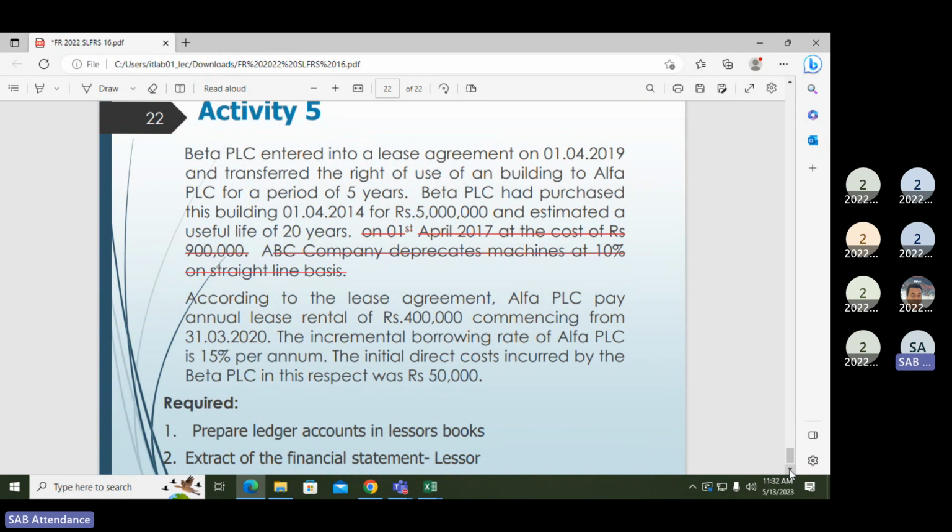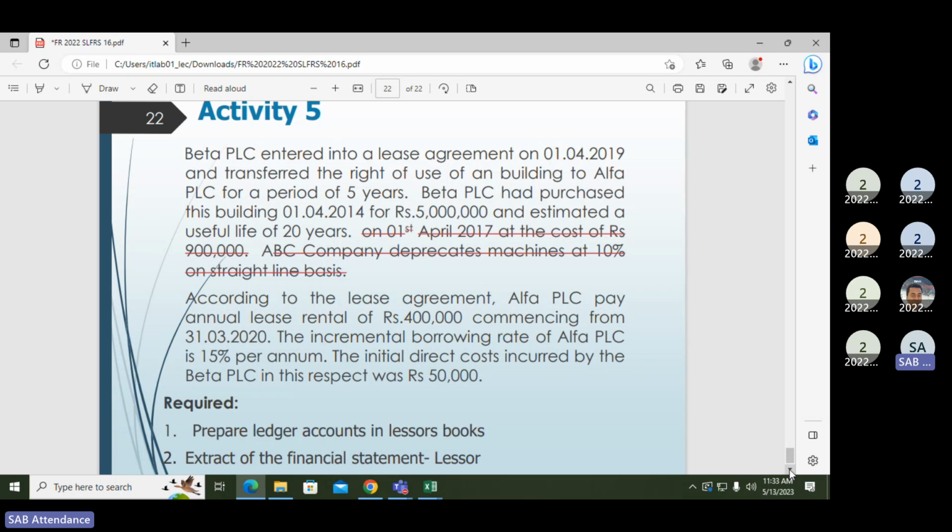Here we have activity 5. First we go through this. Beta PLC entered into a lease agreement and transferred right of use of a building to Alpha for the period of 5 years. Beta had purchased this building on 1st April 2014 for 5 million and estimated a useful life of 20 years. So 2014, useful life 20 years. Now 2019 means it is 5 years already depreciated.